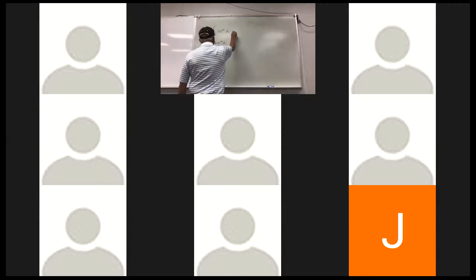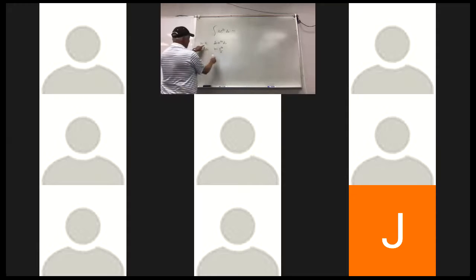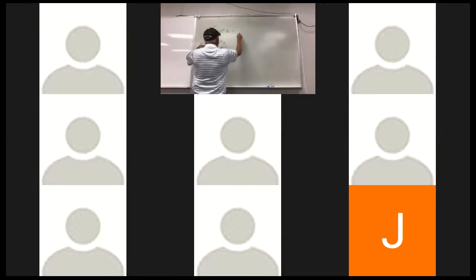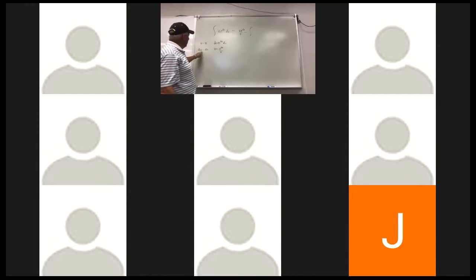So this answer is u times v. So you're going to have this number times this number, minus the antiderivative of v times du. Well, here's v and here's du.